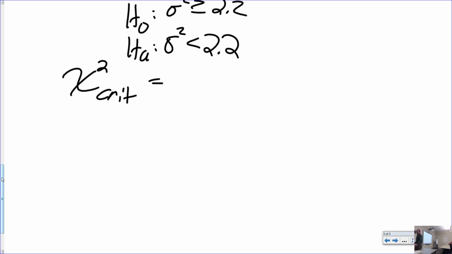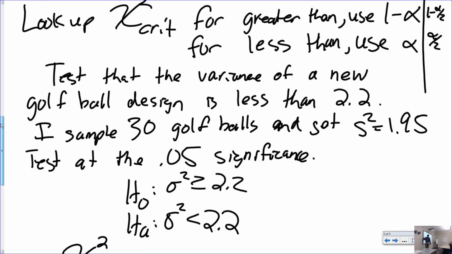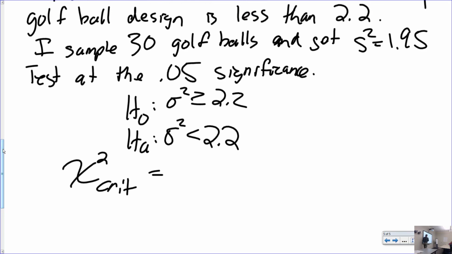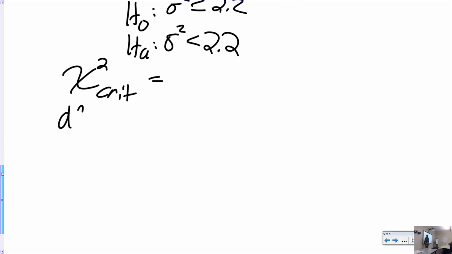so find your chi-squared critical value. What do you need when you're looking up chi-squareds? It's at the 0.05. What else do you need when you're dealing with chi-squareds? Well, what's the value on the left-hand side of the table? The 1 minus, or 1 minus the half. What do I need in order to know where to look in the tables? Degrees of freedom. What are my degrees of freedom, folks? Technically, it's 29. No, 30 is close enough.